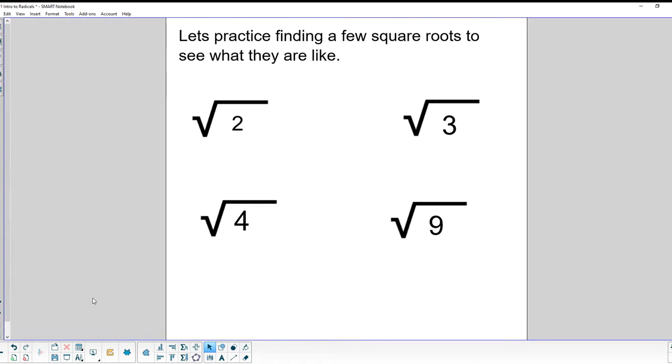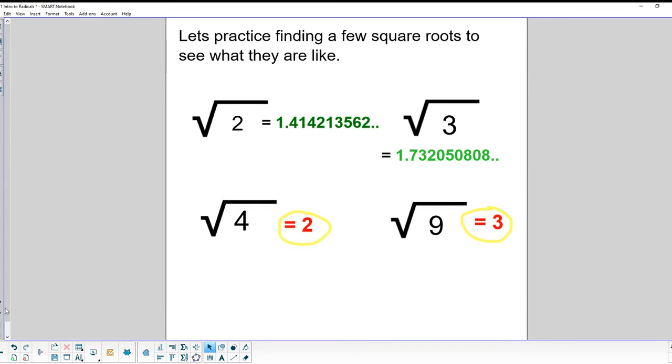Let's practice finding a few square roots to see what they're like. So when we crack these open, we notice that the first one, square root of 2, is equal to 1.4142562... And I put a couple of dots on there to indicate that this does not terminate or repeat, but just keeps on going. And the same for the square root of 3, 1.732050, and so on. However, these other two look more like perfect squares, and this is what I mean. When you find their square root, then you end up with some type of counting number.